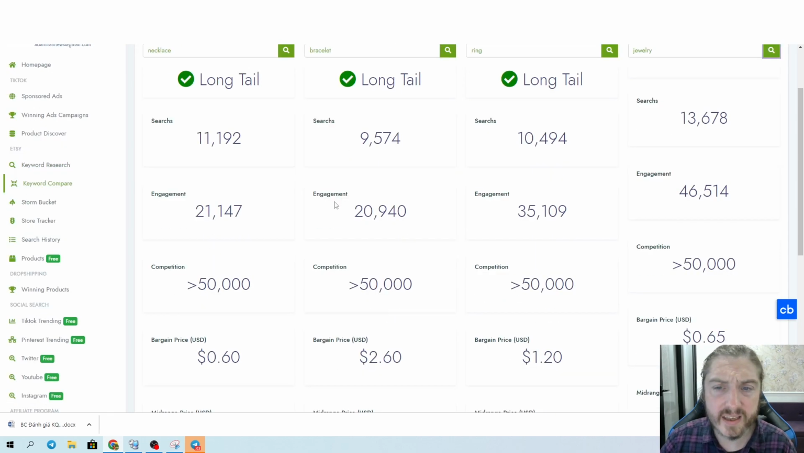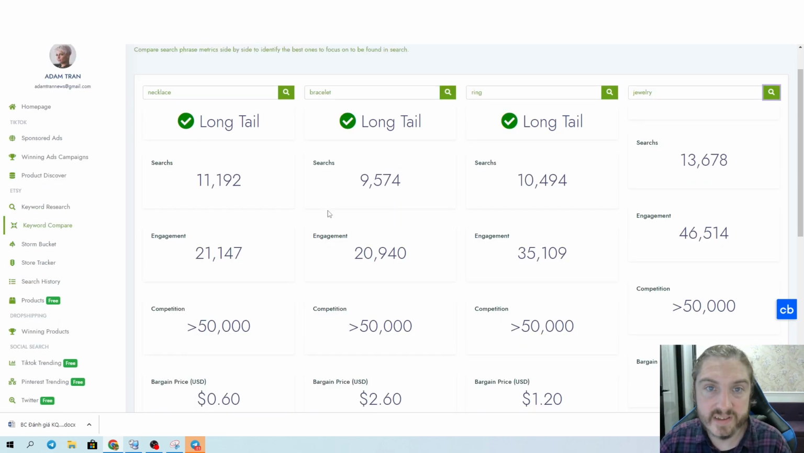We then have engagement. Again, we can see that these two are very similar. The necklace and bracelet, they have about the same engagement. Rings have a little bit more. Again, this might be because people are buying rings as gifts. We obviously have engagement rings, right? We're getting married, we have wedding rings. So, people are going to maybe look at this product more than they would the others because it's something they plan to buy for something important. And then the jewelry has the highest engagement. But as we said before, of course, people are going to put in jewelry when they're looking for one of these products. So it makes sense that it has more engagement.